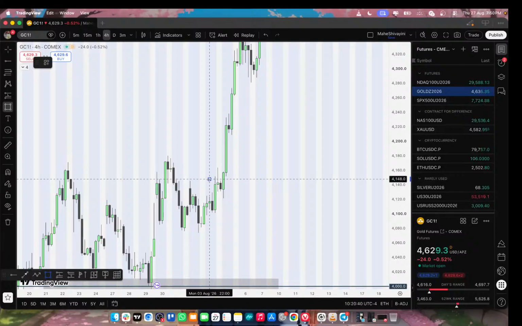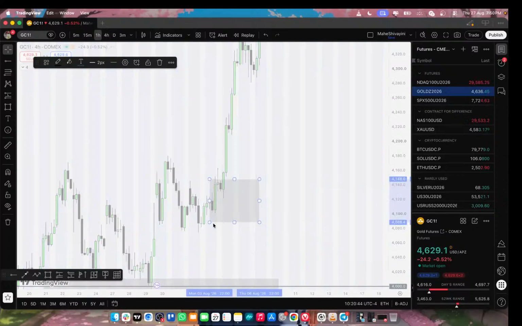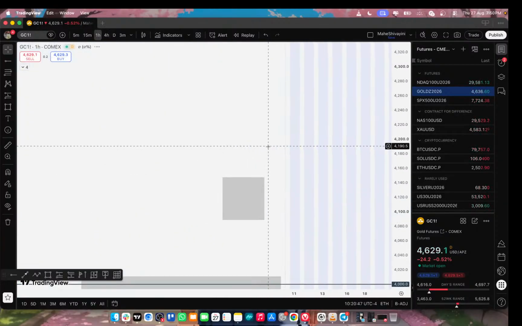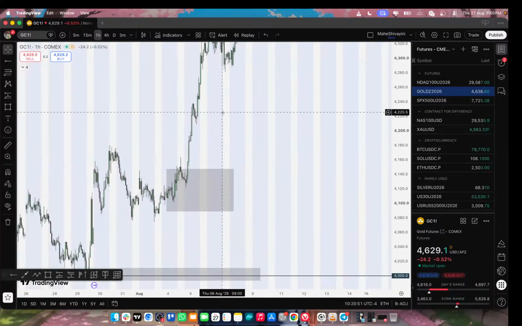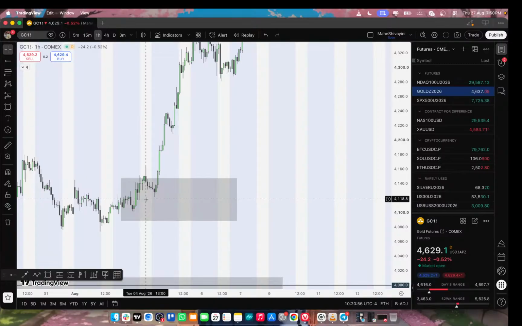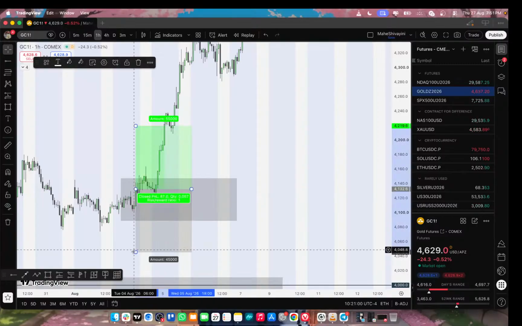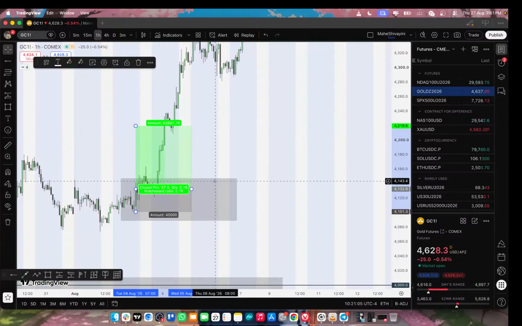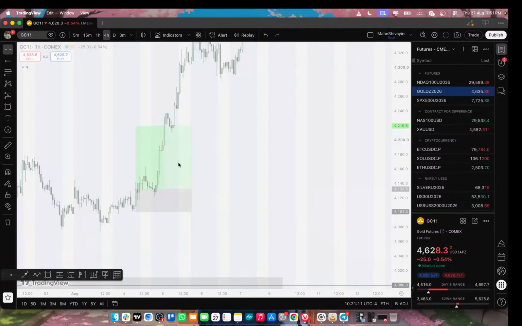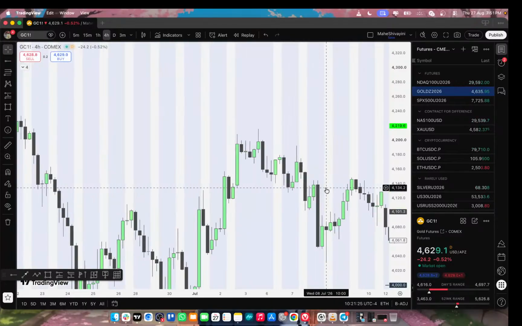Wait a second. This area. This would be my trade. Okay, but this time you should understand why we are targeting 2027 and not taking some 100 points or 1000 points. We are targeting 2027 because of this.